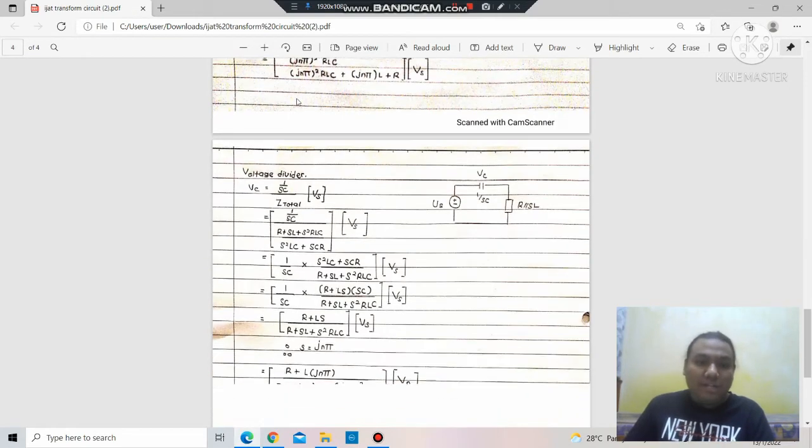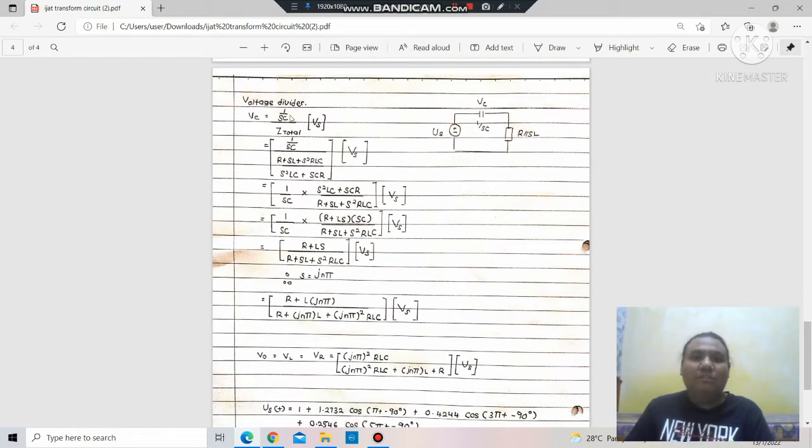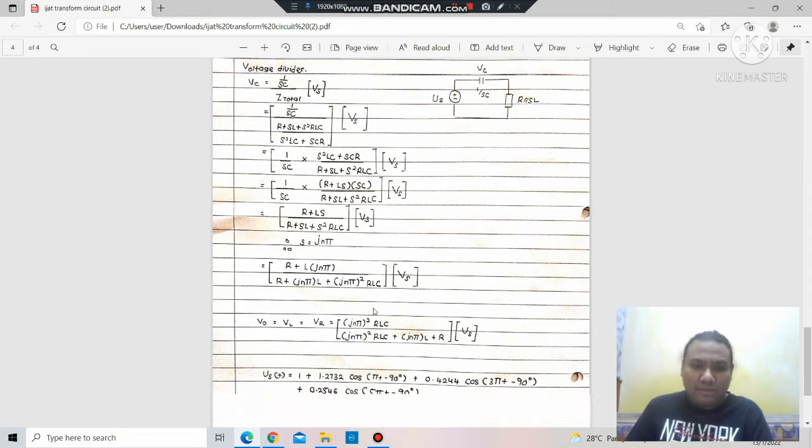After that, we need to find the capacitor voltage. We rearrange, using the voltage divider to get the V capacitor. V capacitor is equal to the capacitor impedance over Z total multiplied by Vs, and we arrange to get this equation. After that, we substitute s equal to j n omega, and finally we get the formula to find the V capacitor.